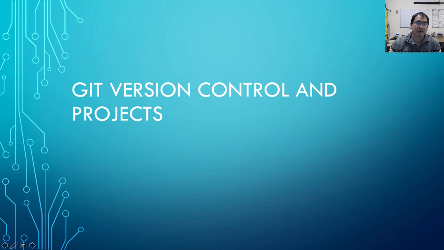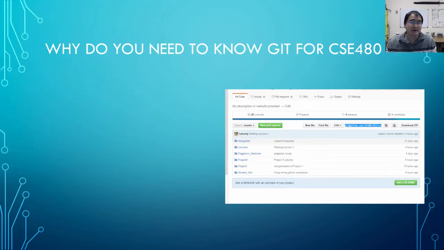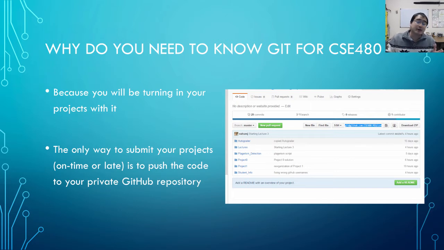In this video, we'll be talking about how we use Git for CSE 480 projects. Okay, so why are we doing stuff in Git? Well, the primary reason is this is how you'll be turning in your projects in all 6 projects for CSE 480. The only way to submit your projects either on time or late is to push code to a private GitHub repository that we've made for you for this class.